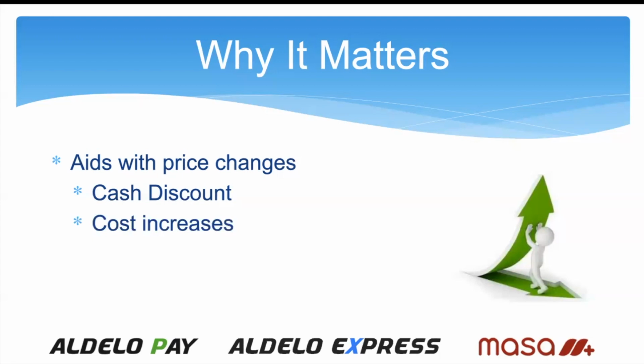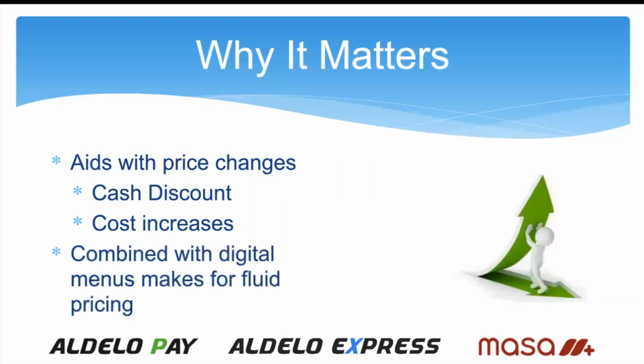Also, just cost increases. There's always a cost increase in doing business, especially in a restaurant. Prices for their products and their raw ingredients are going up all the time. They need to adjust their menus accordingly. This makes it so much easier. And then when you combine this with our QR code menus and the ability to do digital menus, it makes price increases and keeping the restaurant's pricing current so much easier to do.